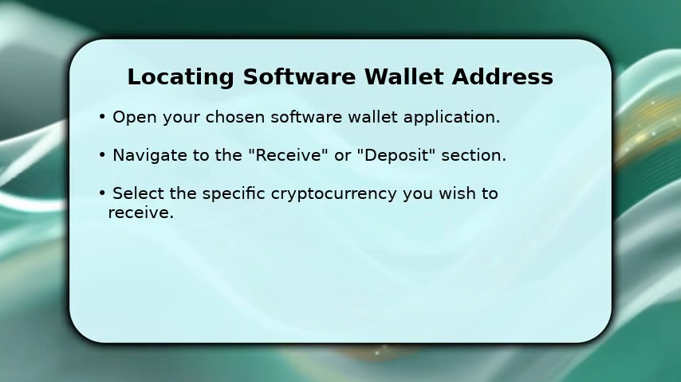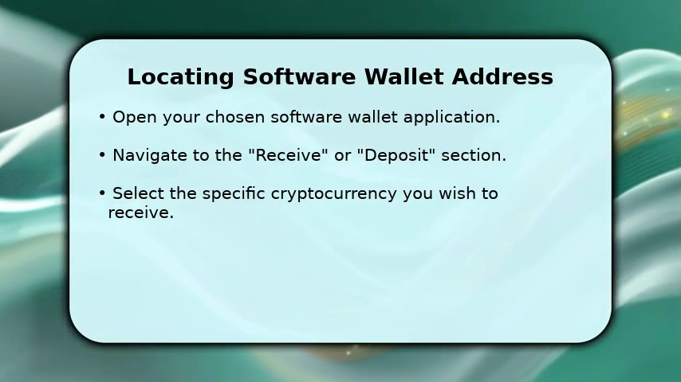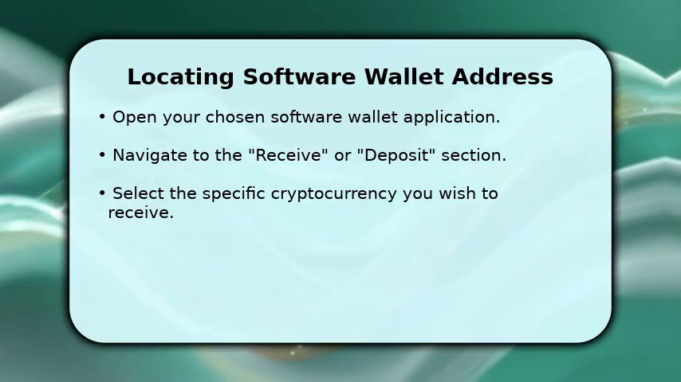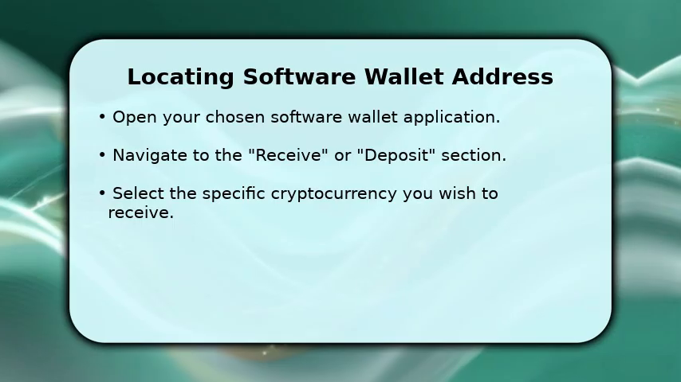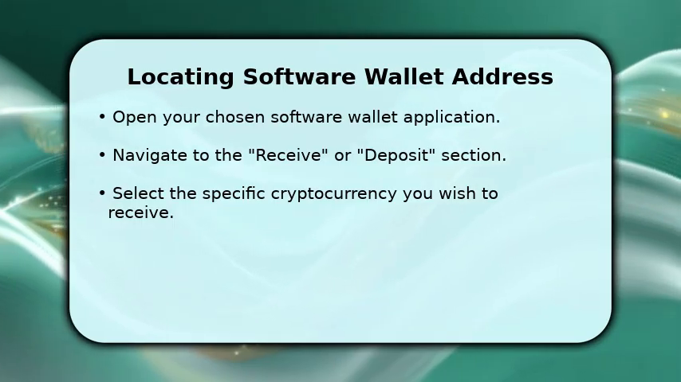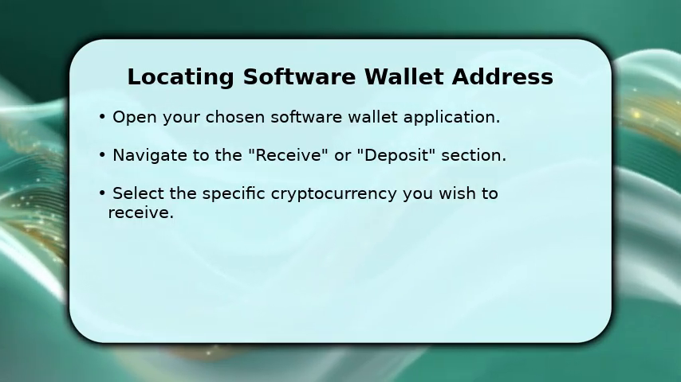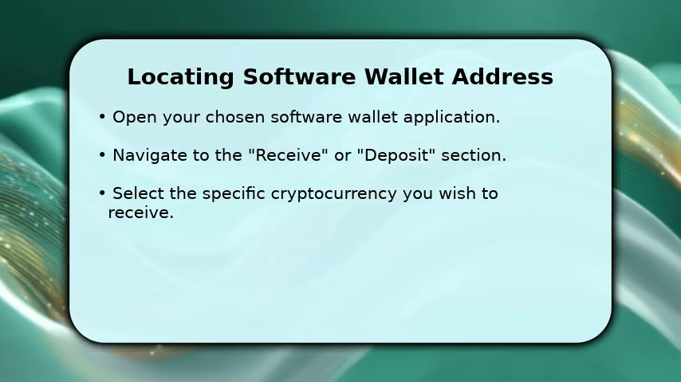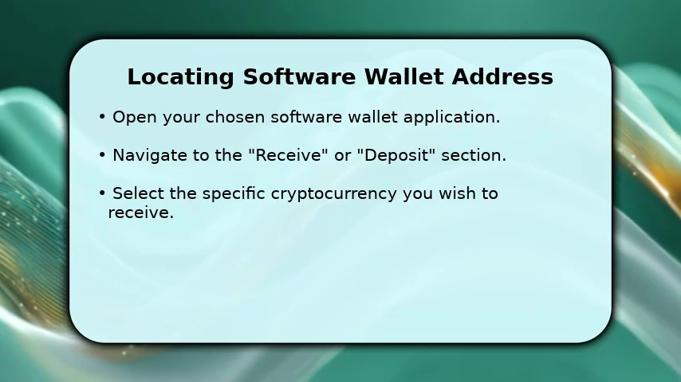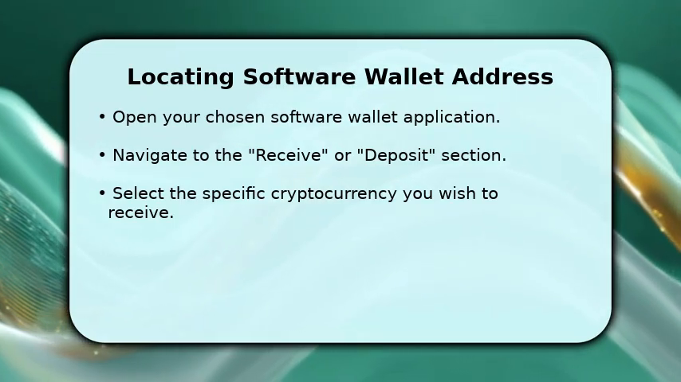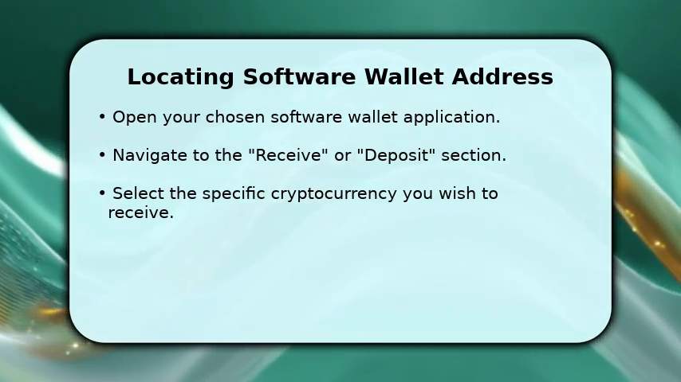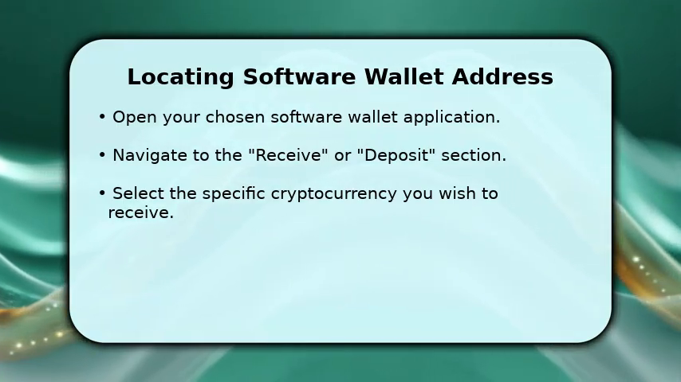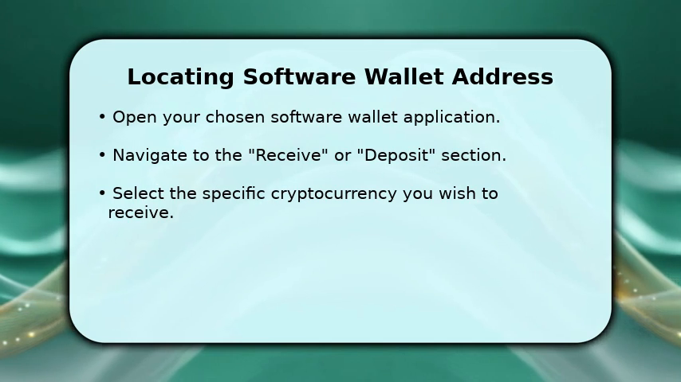If you're using a software wallet, the process is quite straightforward. Begin by opening your wallet application on your device. Once inside, look for a section typically labeled Receive or Deposit. After clicking this, you'll usually be prompted to select the specific cryptocurrency you intend to receive, such as Bitcoin or Ethereum. Your unique wallet address will then be clearly displayed, often as a long string of alphanumeric characters and a scannable QR code. This is the address you'll share to receive funds.